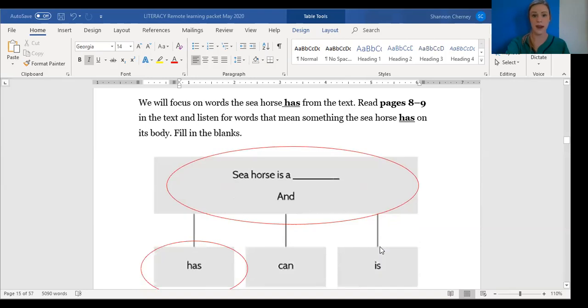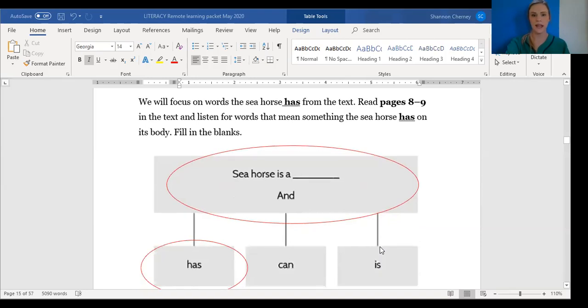Go ahead and do that now. A seahorse is a fish. It's my best attempt at writing the word fish. A seahorse is a fish.